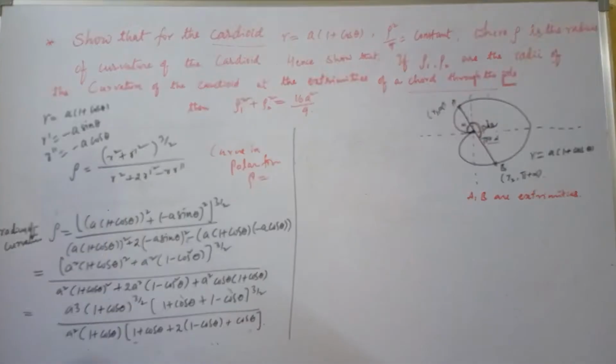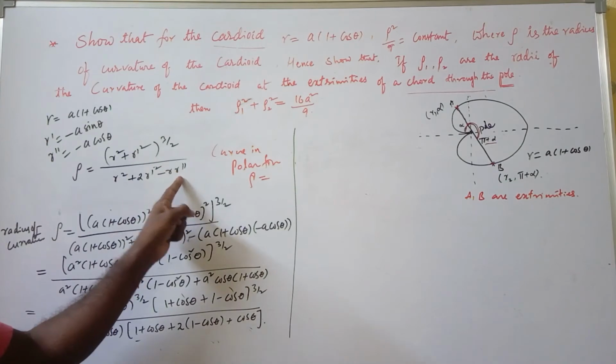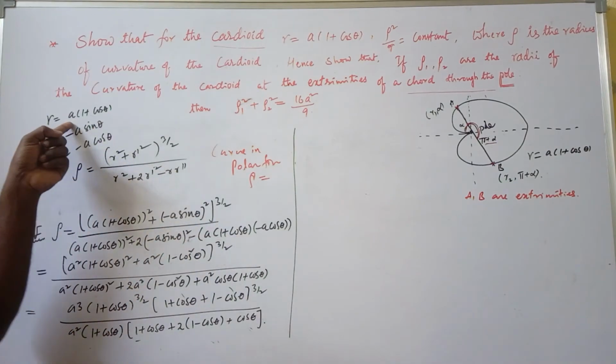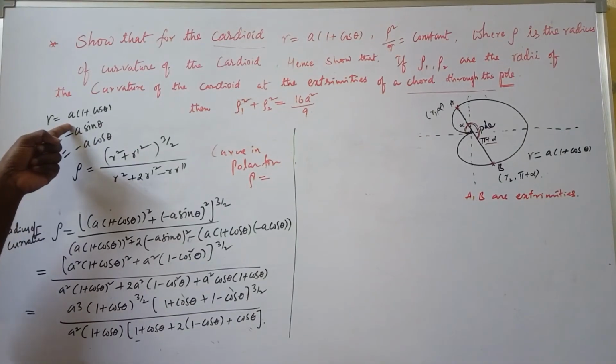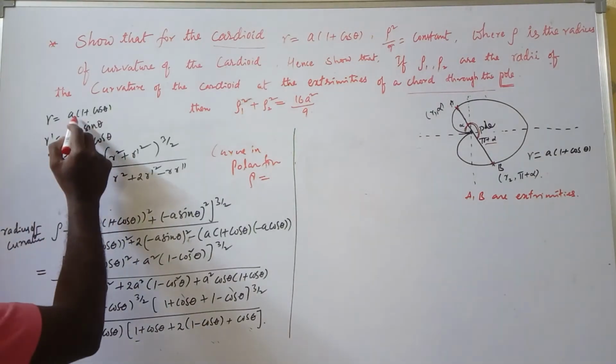Okay, so in this formula r, r dash and r double dash are the unknown terms. You should determine the first derivative and second derivative by using the given curve, r equal to a into 1 plus cos theta. So differentiate with respect to theta one time, and again differentiate that first order derivative to get the second order derivative. See here, r equal to a into 1 plus cos theta.